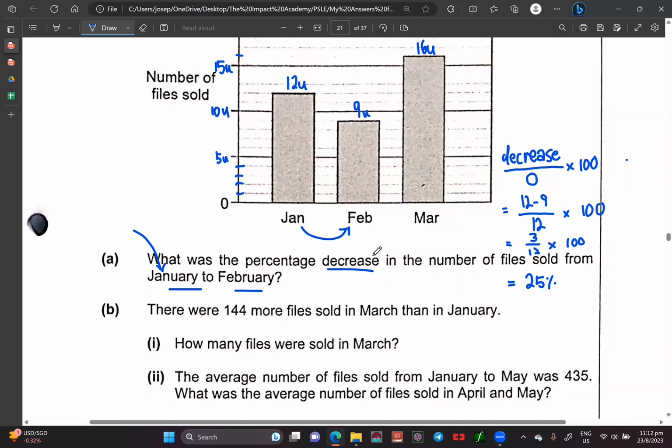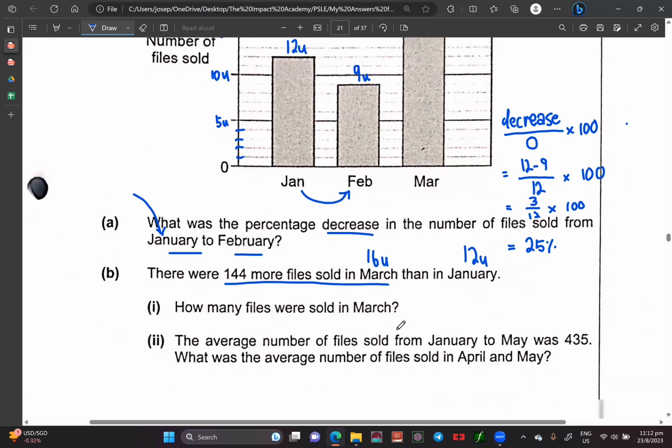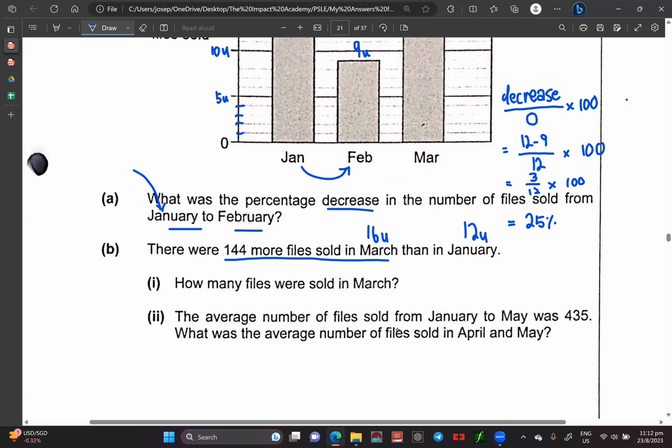Now, and then we move on to the next one. It says that there were 144 more files sold in March. We can see that March is 16 units, and for January itself, it's 12 units. So when I do this, I know that the difference is basically 16 units minus 12 units, and that gives me 4 units. And we know that 4 units is equal to 144. So what I want to do next is simply 144 divided by 4, because we always want to get to Mr. Greenman, which is 1 unit, and that gives me 36. And they want us to find March. So March itself, we know is 16 units.